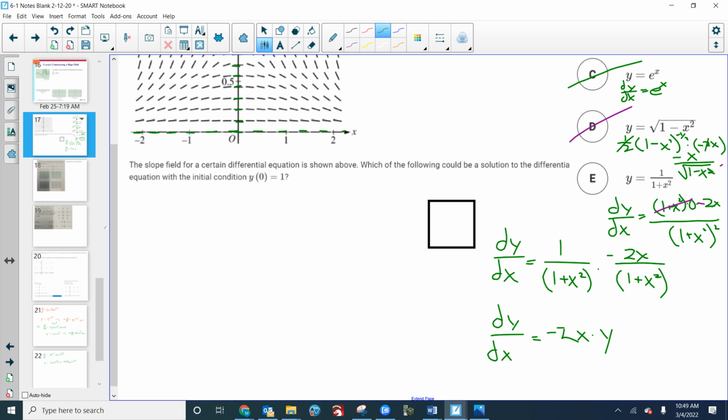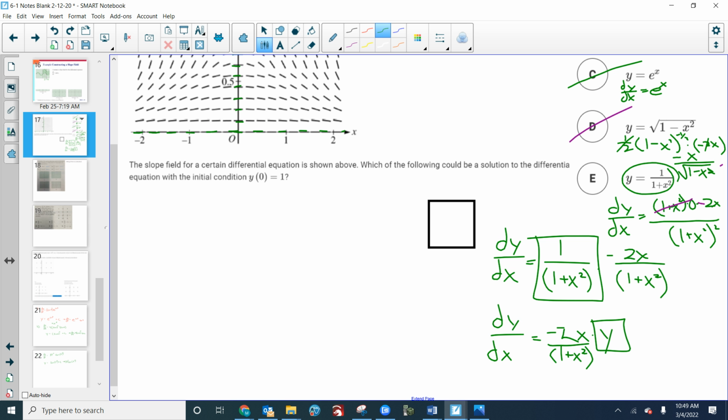Hold on a second. Negative 2x over, missed the part, 1 plus x squared. Wasn't this y? And isn't the rest this? So even though it looked like it was only a function of x, it was technically disguised and it had a y in it.